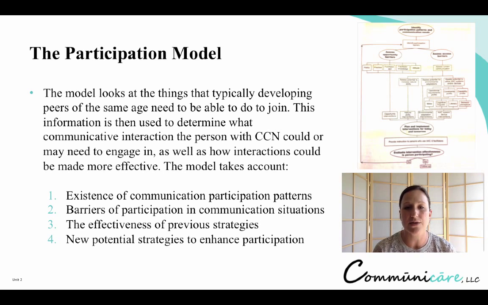So this model takes into account the existence of communication participation patterns, so what has typically been happening for this individual, as well as any barriers to participation. It also assesses the effectiveness of previous strategies and determines new potential strategies that could enhance an individual's participation.